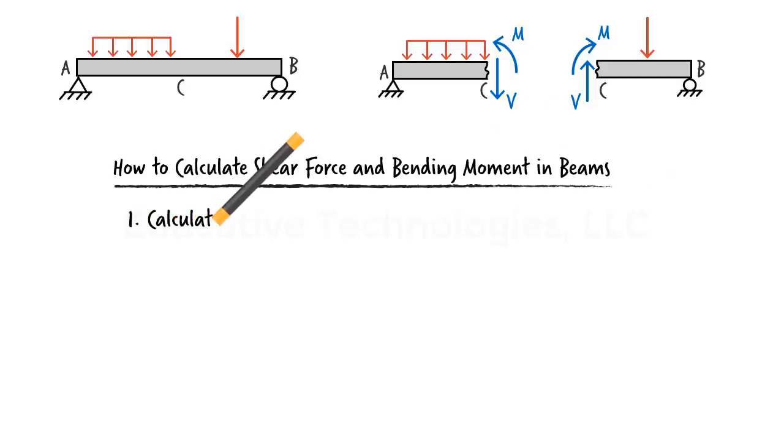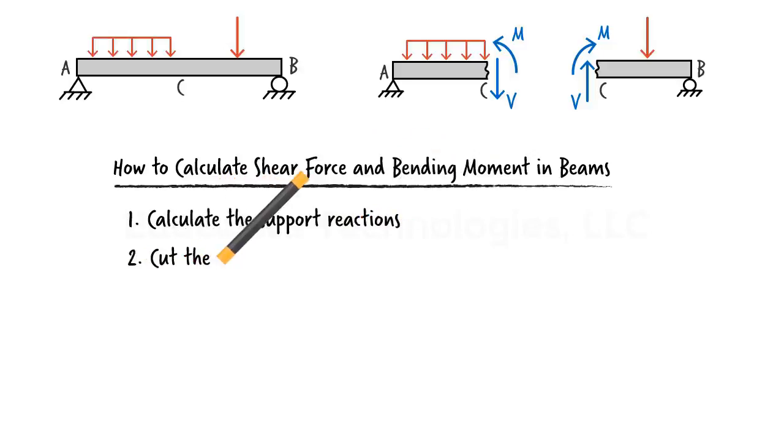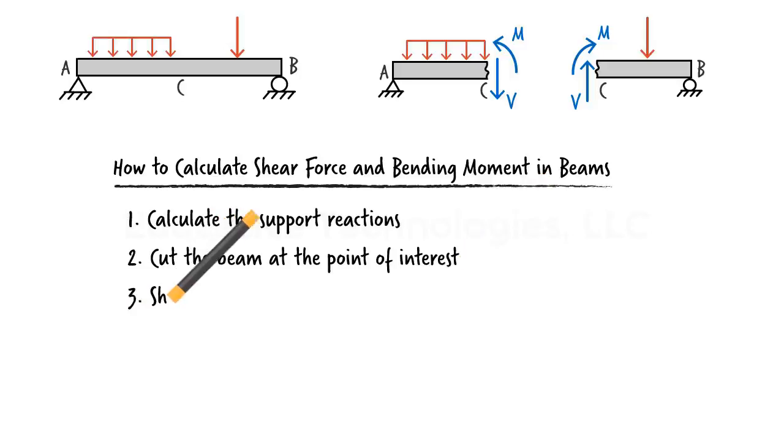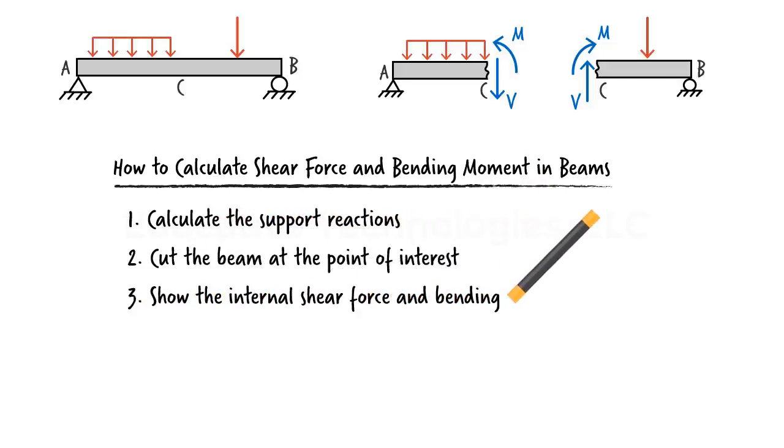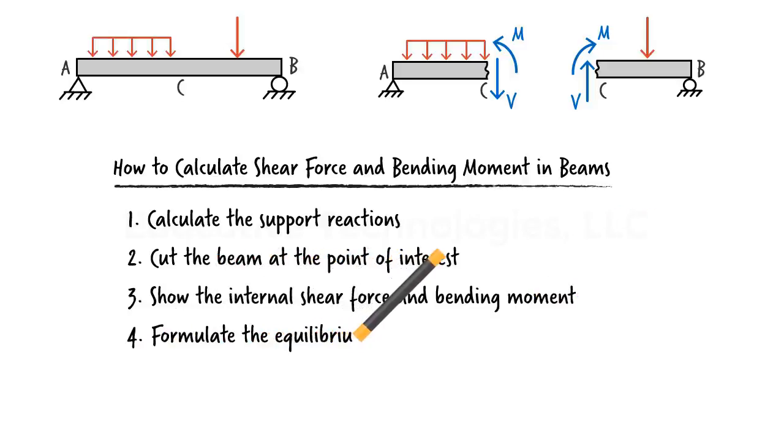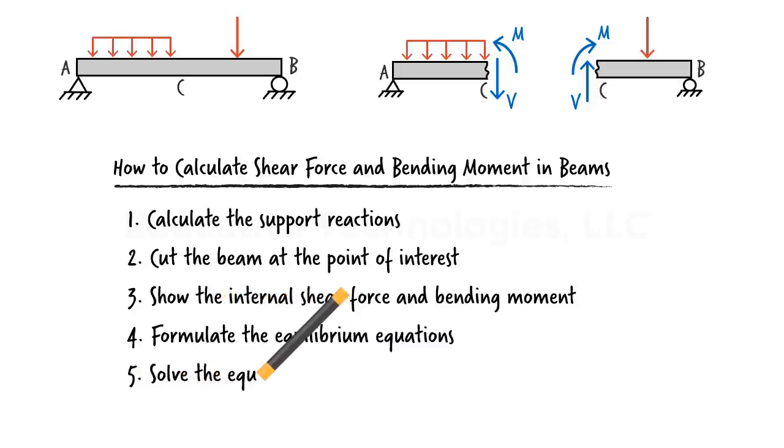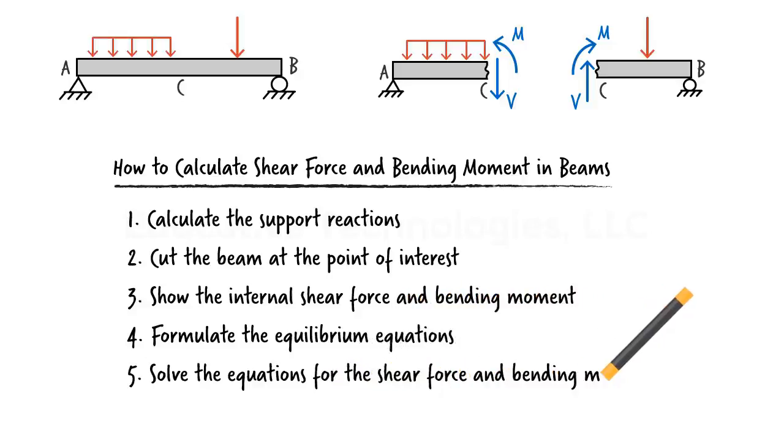1. Calculate the beam's support reactions. 2. Conceptually cut the beam at the point of interest. 3. Show the internal forces at the cut point and draw each segment's free body diagram. 4. Formulate the equilibrium equations for either the left or the right segment of the beam. 5. Solve the equations for the unknown shear force and bending moment. Let's illustrate this process using an example.